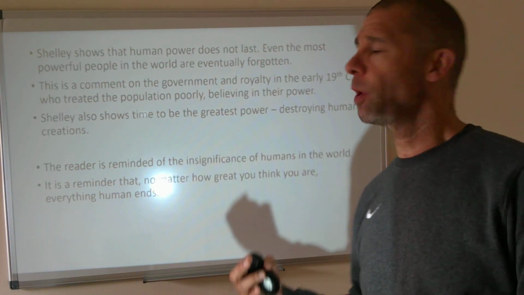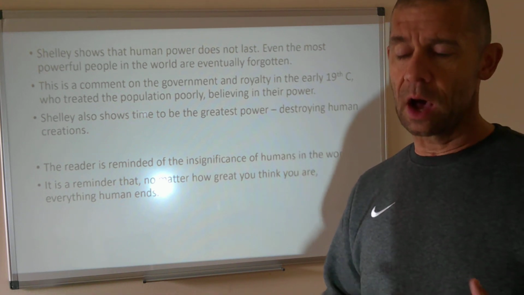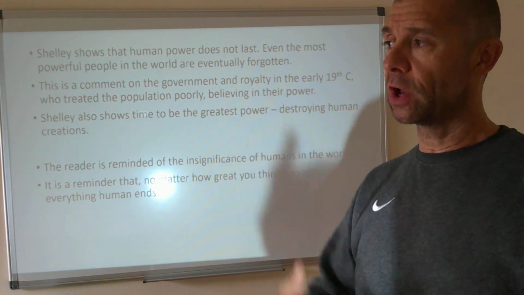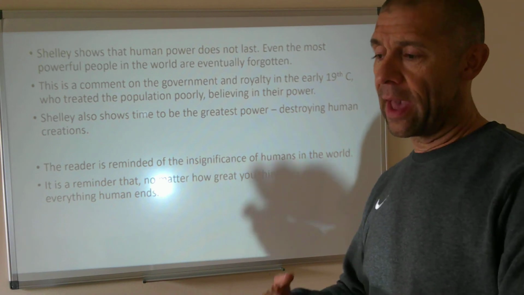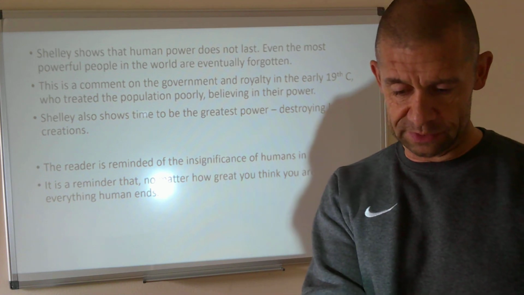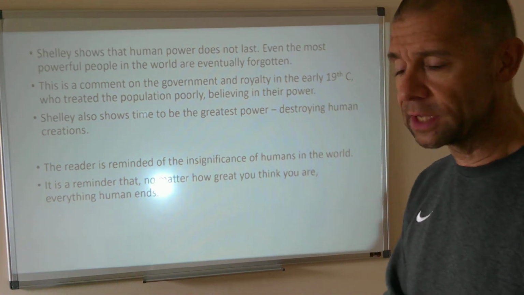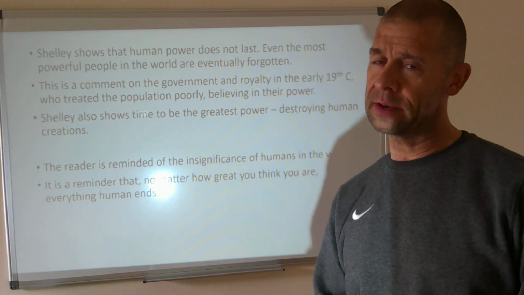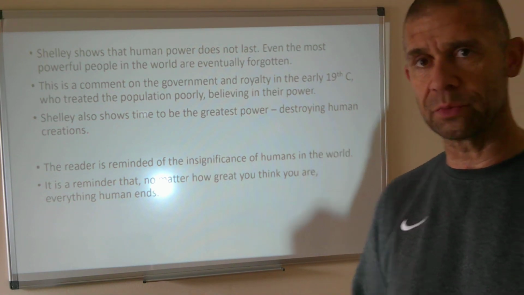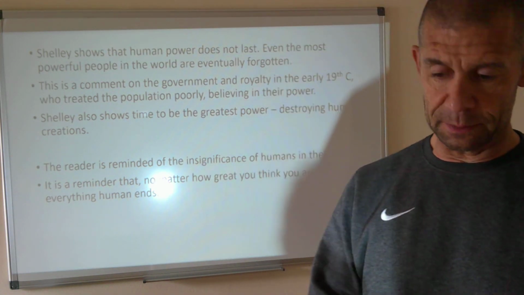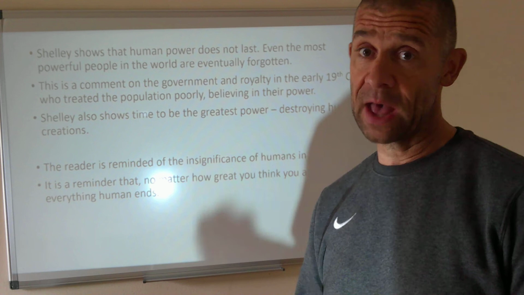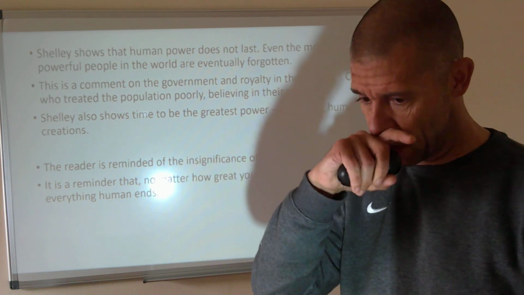Okay, Shelley shows us in this poem that human power does not last. You can be the most powerful person in the world, but eventually you will be forgotten. Civilizations will decay and break down, and you will be forgotten too. And when we think about the Egyptian civilization, the Greek civilization, the Roman civilization, we see that Shelley's right. But this is not really about Ozymandias or Ramesses II. This is really about the government and royalty in the 19th century when Shelley was writing. They were arrogant, they did abuse their power, and they didn't care for the population. And Shelley's reminding them that one day they'll be dust too, as Ozymandias is in this poem.